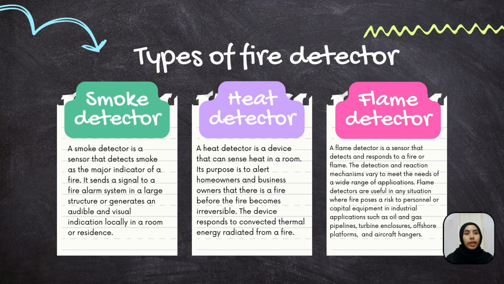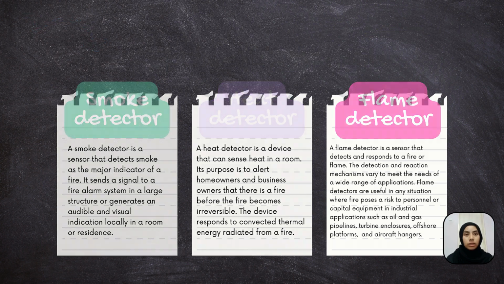Okay, the last one is flame detector. A flame detector is a sensor that detects and responds to a fire or flame. The detection and reaction mechanism vary to meet the needs of a wide range of applications. Flame detectors are useful in any situation where fire poses a risk to personnel or capital equipment in industrial applications such as oil and gas pipelines, turbine enclosures, offshore platforms, and aircraft hangars.